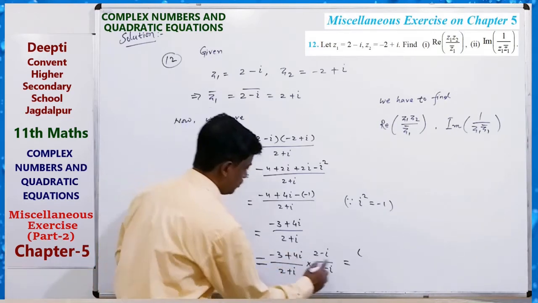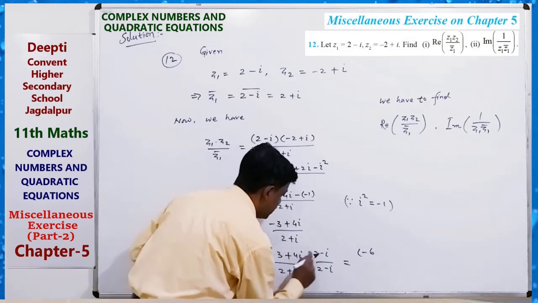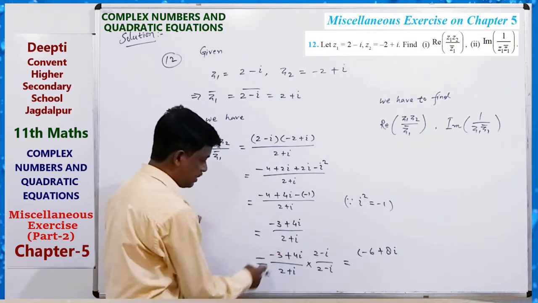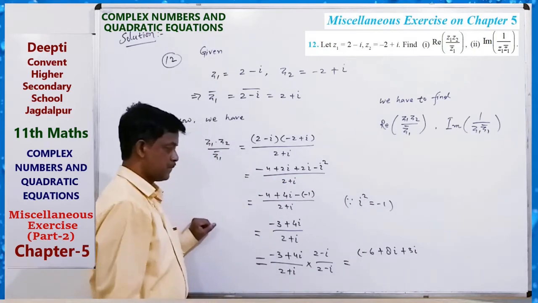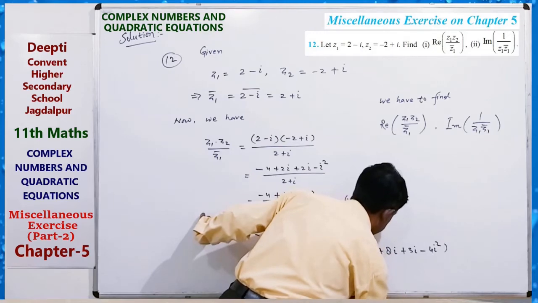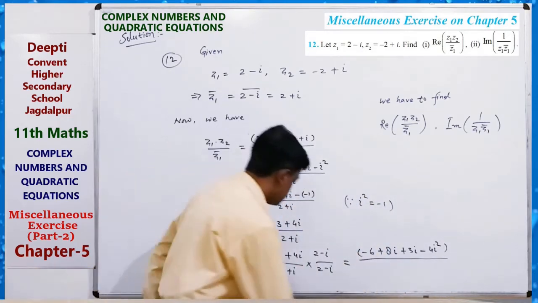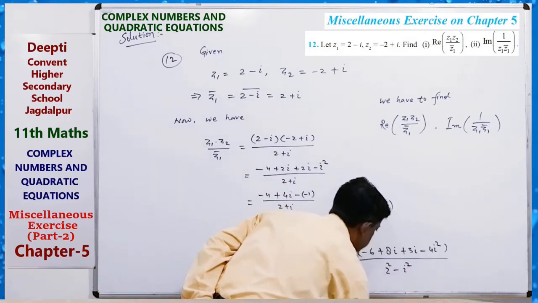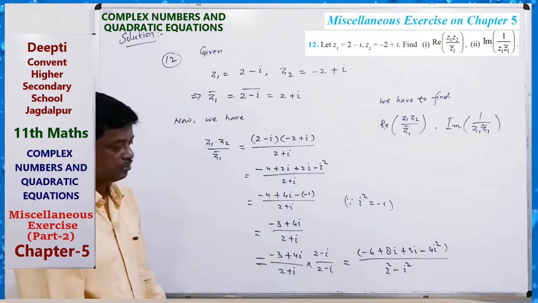So, minus 6 plus 8i, and minus minus plus 3i, and minus 4i square. This numerator and denominator: a plus b, a minus b, a square minus b square, 2 square minus i square, 2 square minus i square. Clear?